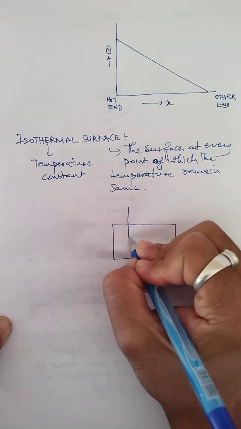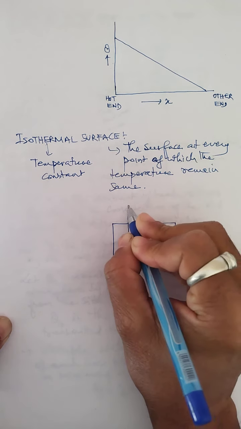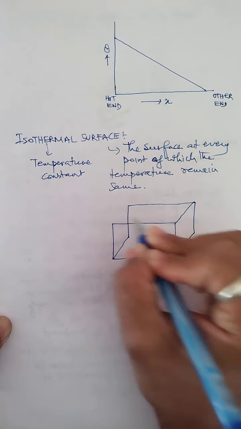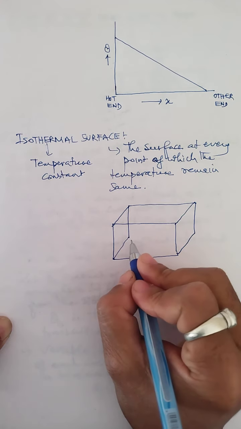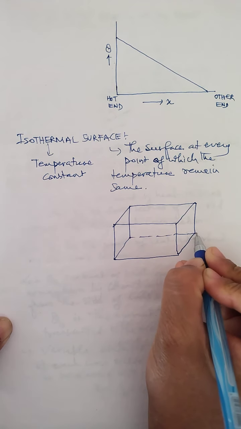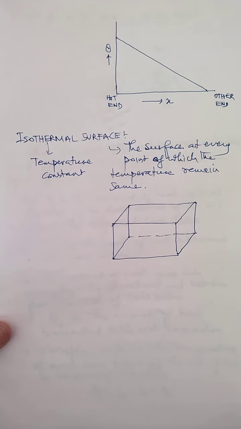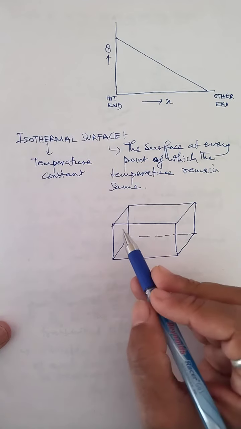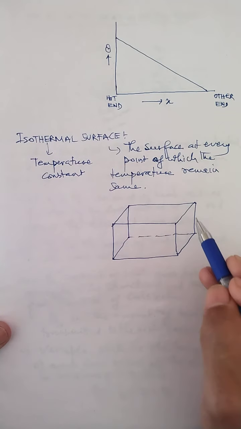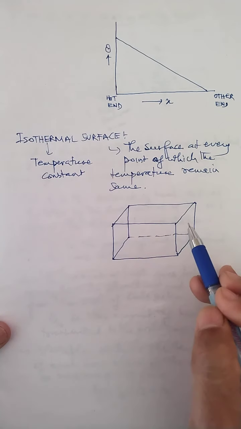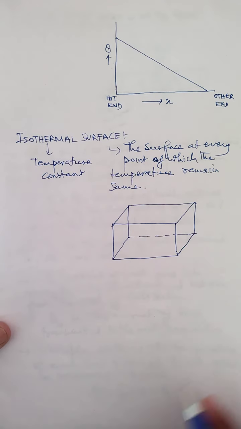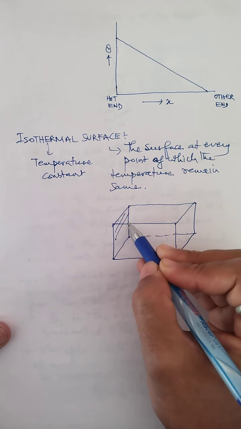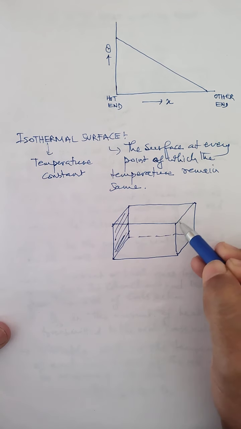I'm drawing it separately just to make you understand the surface. So children, if you look at this particular diagram which I have drawn, this is a metallic rod, but in what shape? Rectangular shape. A rectangular metallic rod. Let me consider that this rod has two cross sections and two surfaces.